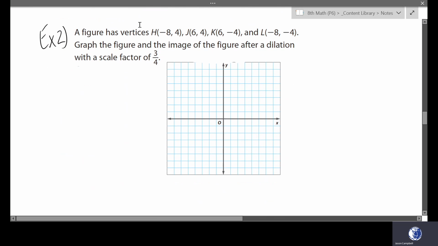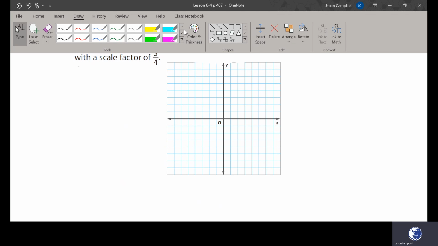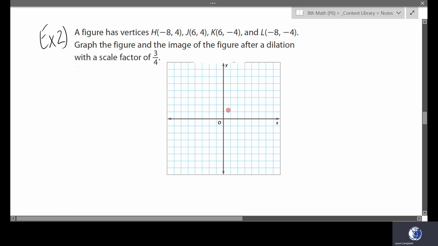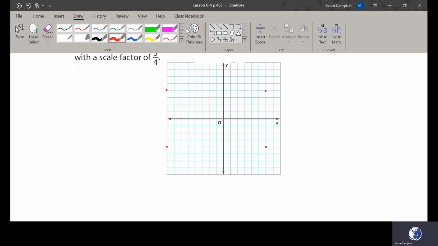It says a figure has vertices. Let's plot these vertices. H is at -8, +4. J is at 6, +4. K is at 6, -4. And L is at -8, -4. Graph the figure and the image of the figure after a dilation with a scale factor of 3/4. Okay.